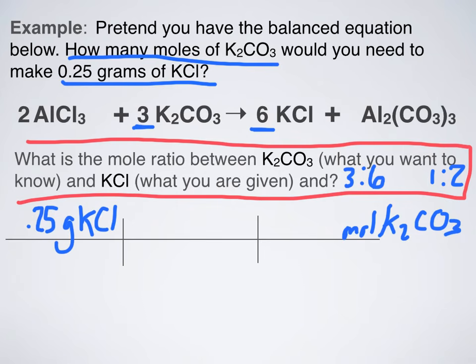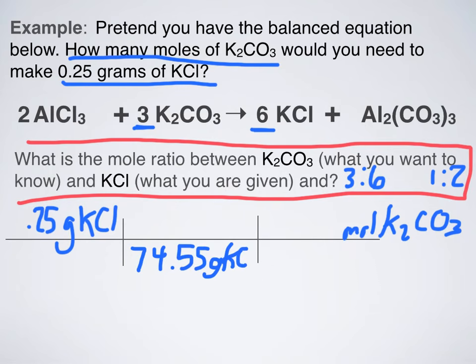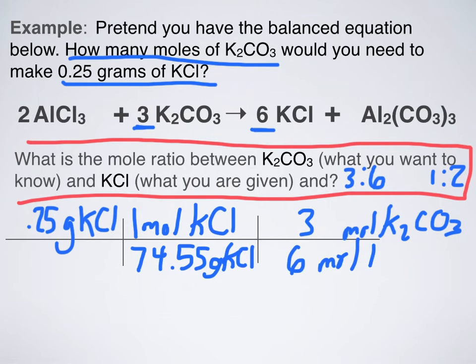I can go from grams of something to moles of something. So I need to add up my molar mass for my substances. I need to find my molar mass of KCl. So add that up from the periodic table and I get 74.55. And that's grams of KCl in 1 mole of KCl. Very important. Okay? Now that I have moles of KCl, I can convert from moles of one thing to moles of something else using my mole ratio. And so remember, my mole ratio was 3 moles of K2CO3 to 6 moles of KCl.